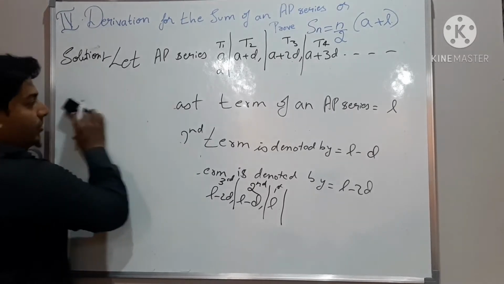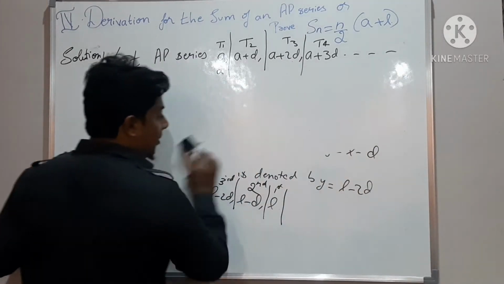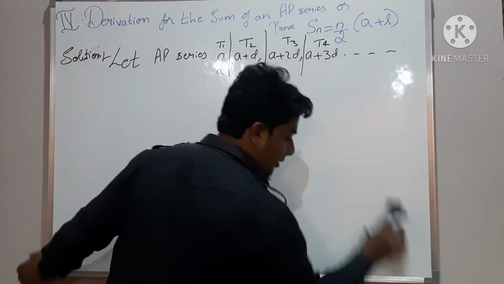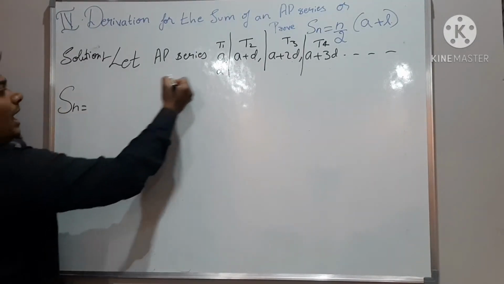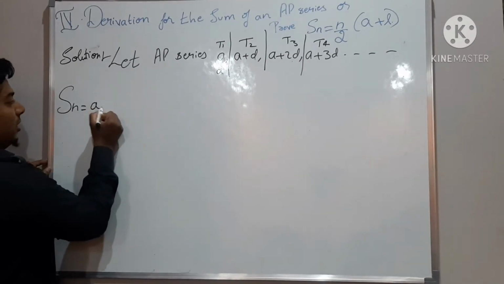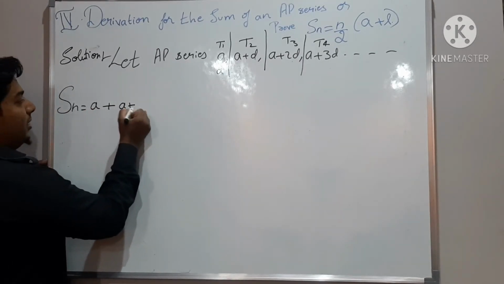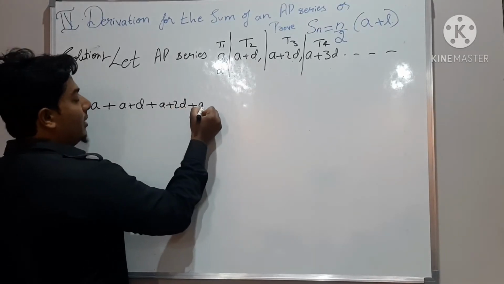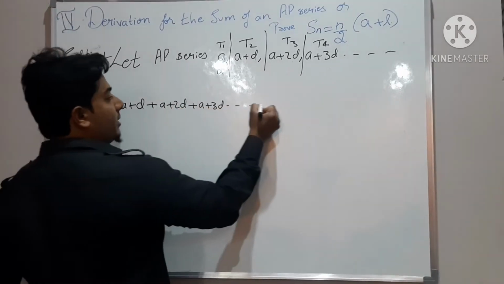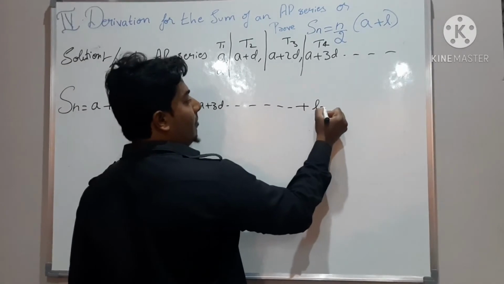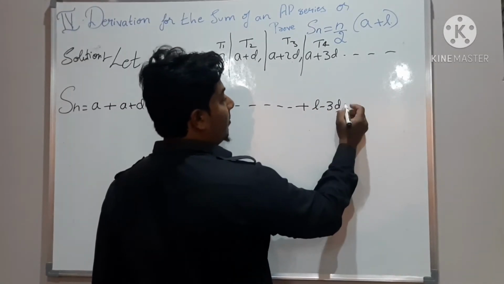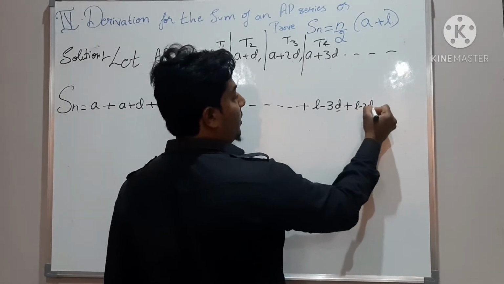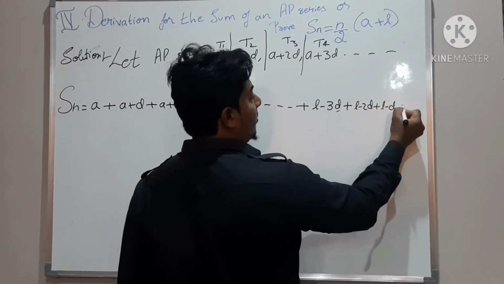So the concept comes from there. Coming to the sum of an arithmetic progression series. The sum of an arithmetic progression series, Sn, is equal to the addition of all the terms: A plus D, A plus 2D, A plus 3D, etc., plus L minus 3D, the last but fourth term, plus L minus 2D, plus L minus D, plus L.